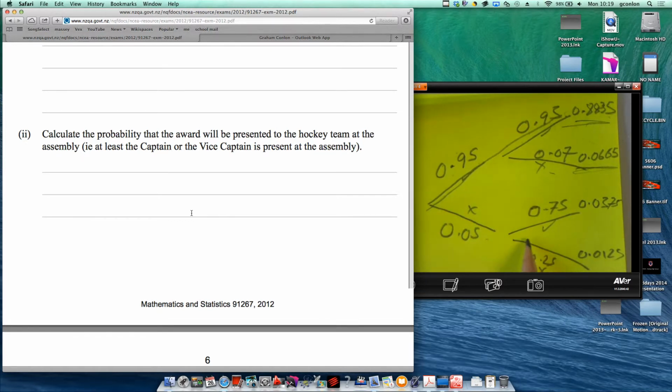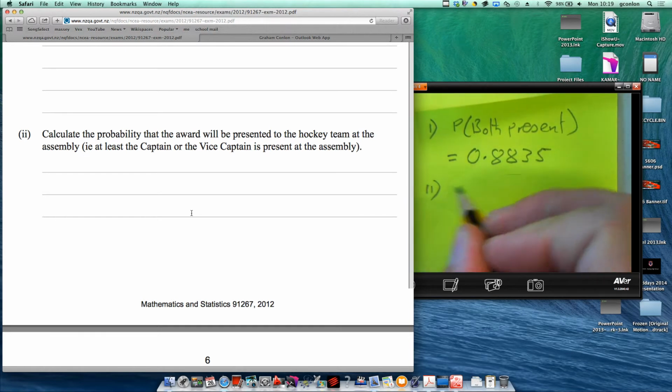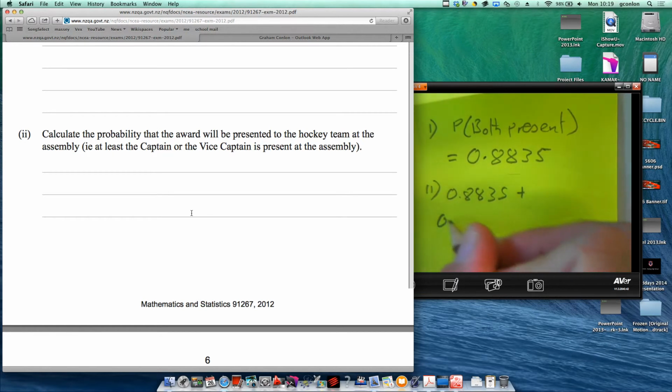The captain's not present, but the vice captain is present, so you get that one. The captain's not there, the vice captain's not there, do they get the trophy? No. So it's only that one that doesn't count. So I have to add those three together. For my working out for part B, I would write down 0.8835 plus 0.0665 plus 0.0375. Now there is a quicker way to do it, but I'm not going to show it to you right now. I don't think we need to worry about that.